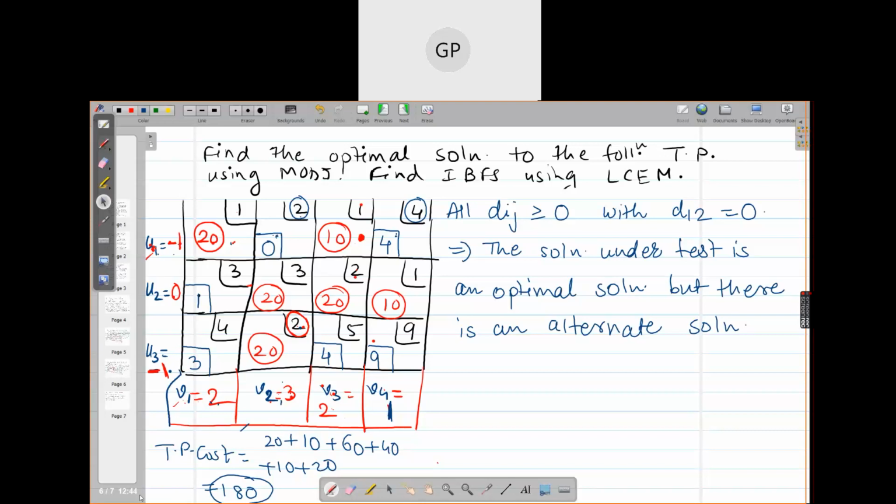Yes, ma'am. Okay. So see what we have to do. It may happen that you are getting all positive and some 0, or you are getting at least one Dij less than 0. In that case, where Dijs are negative, you choose the most negative Dij value. In case there are no negative values, but there is a 0 value and all other are positive, select that 0 value. So where this 0 is there, can you see the 0 value in the 1, 2 cell?